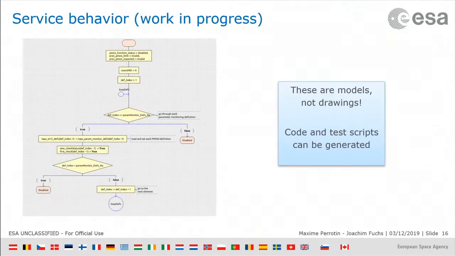And it allows you to produce, again, flowchart-like, human-readable specifications and descriptions of your behavior, keeping in mind that these are models, these are not drawings. So this is generated out of the formal specification, out of the modeling exercise, and out of that we can generate code and test scripts.